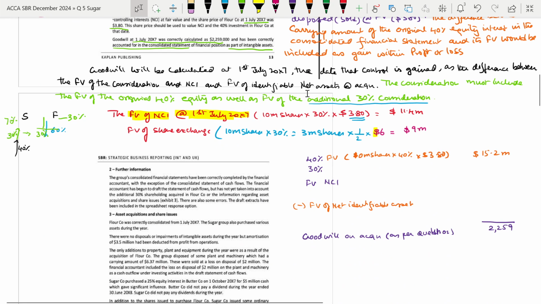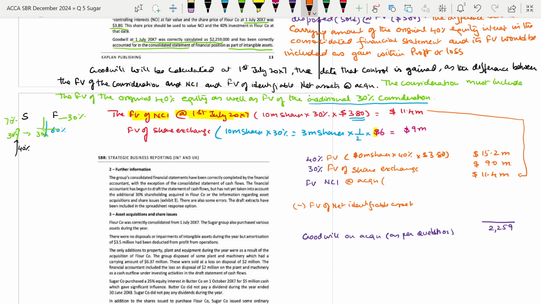Now, we don't have cash. For the 30%, it is share exchange. The fair value of the share exchange, which we have calculated just now, is 9 million. Now, the fair value of NCI, which we have calculated again, is 11.4. We have taken 9 million, we have taken 11.4, and we have taken the 40% equity.